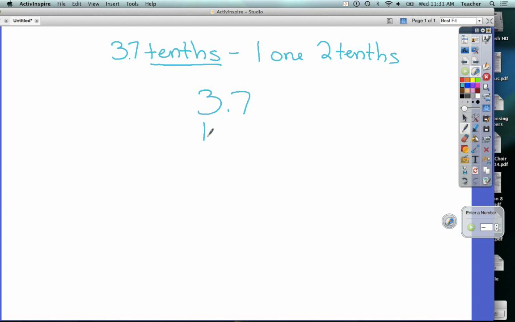Minus 1 and 2/10. 7 minus 2. Bring down a decimal. 3 minus 1. 2. Answer is 2 5/10.